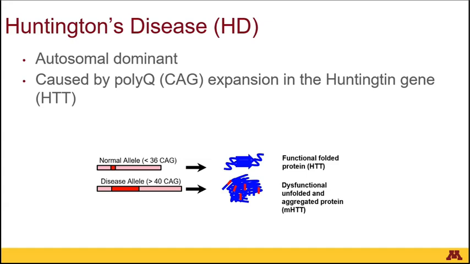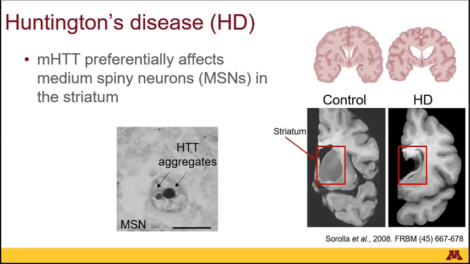The normal function of the Huntington protein is not fully understood, but some broad biological functions have been uncovered. And Huntington is expressed throughout the body, but at varying levels depending on cell type. Mutant Huntington preferentially affects medium spiny neurons, or MSNs, of the striatum. The striatum is a brain region that controls movements and some forms of cognition. And you see HTT aggregates all throughout the striatum in HD mice and in patients.